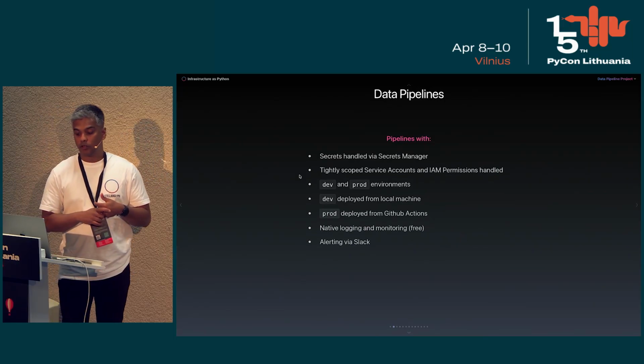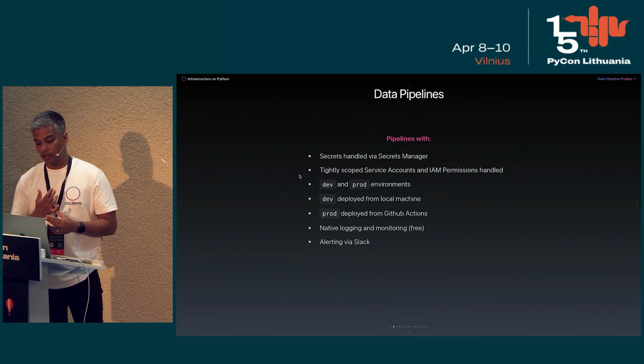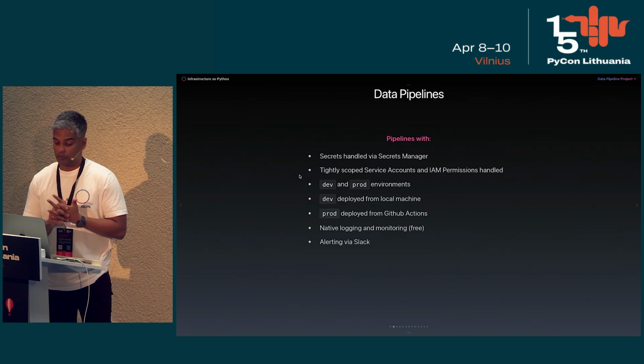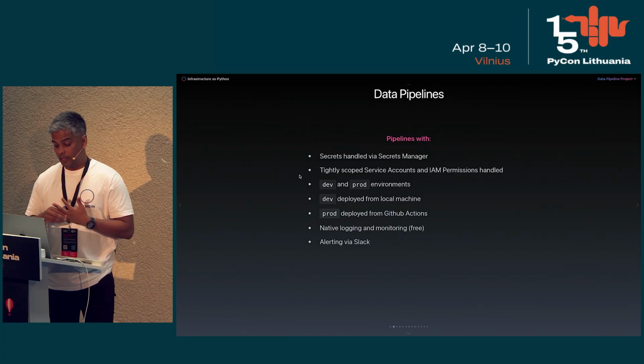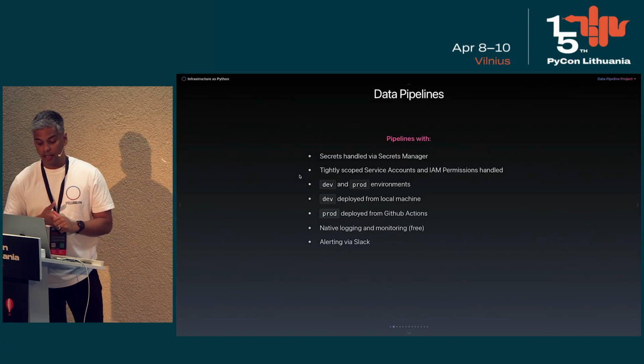In addition, we want secrets handled via Secrets Manager, tightly scoped service accounts with IAM permissions, two environments, dev and prod. Dev, you should be able to deploy from a local machine, and prod should be deployed from CI/CD. And yeah, logging, monitoring, and alerting via Slack.